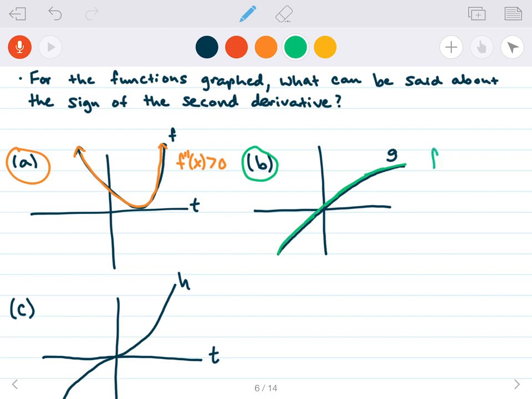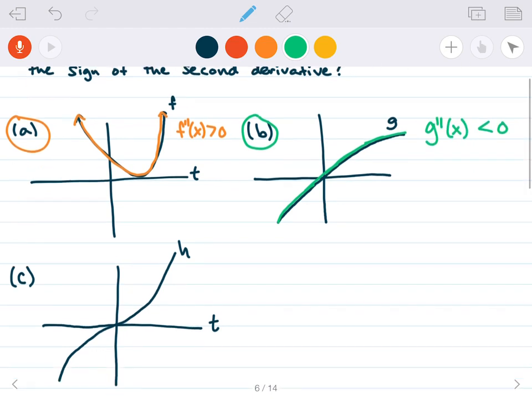And so that tells us that the second derivative of this function, and actually I should name this g double prime of x, is going to be negative for any x. All right. Now let's look at part C.